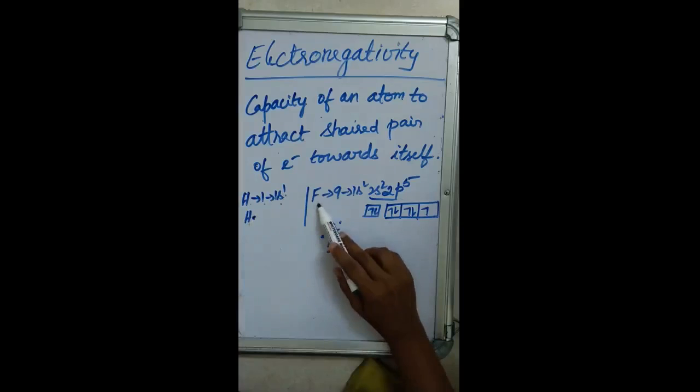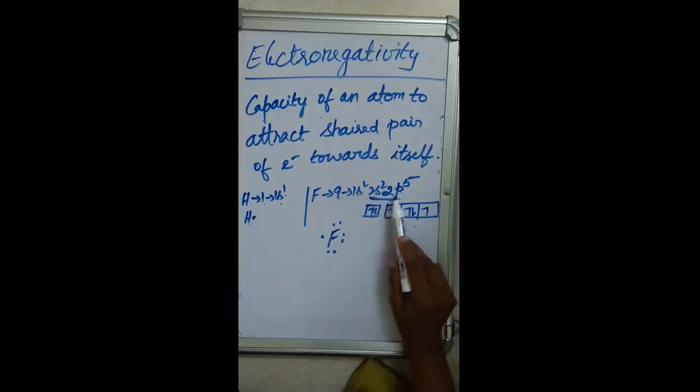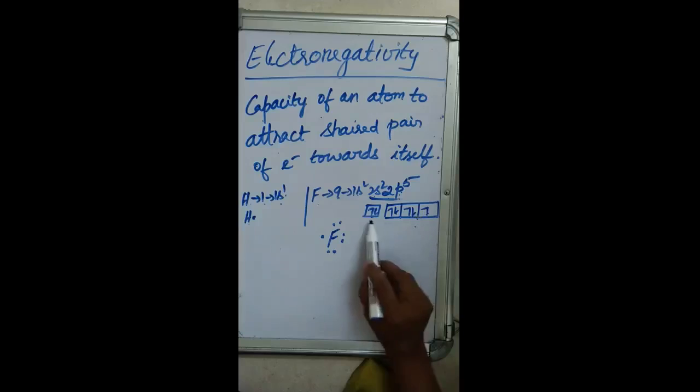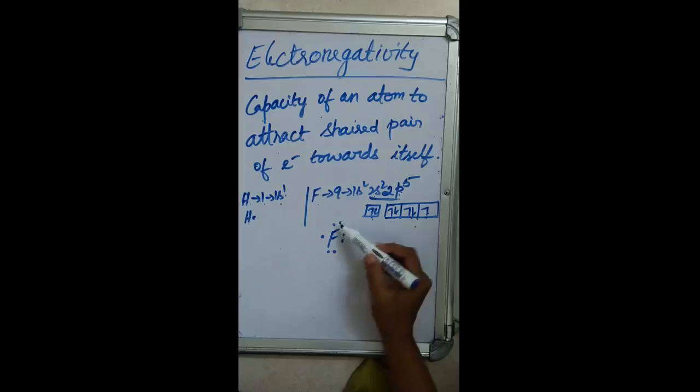Now fluorine has atomic number 9: 1s2, 2s2, 2p5. For the outermost shell I will write the box form structure. 2 electrons are in the 2s orbital, and according to Hund's rule you fill the electrons in 2p: 1, 2, 3, 4, 5. That means here it is paired, here it is paired, here it is paired, but this one is unpaired. Now I will put the same thing in a dotted structure.